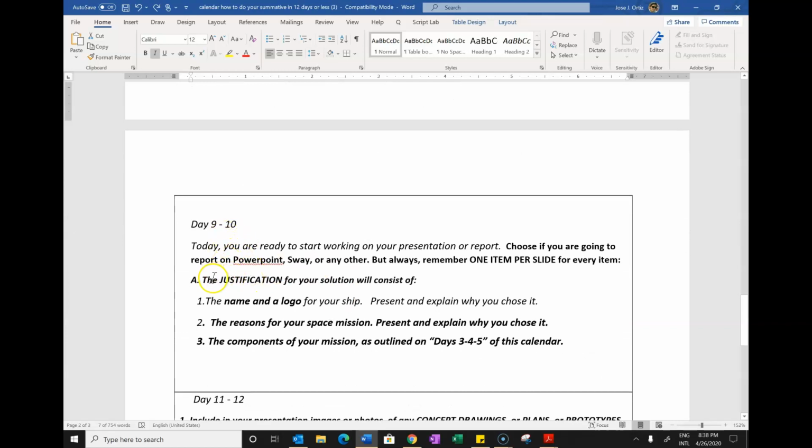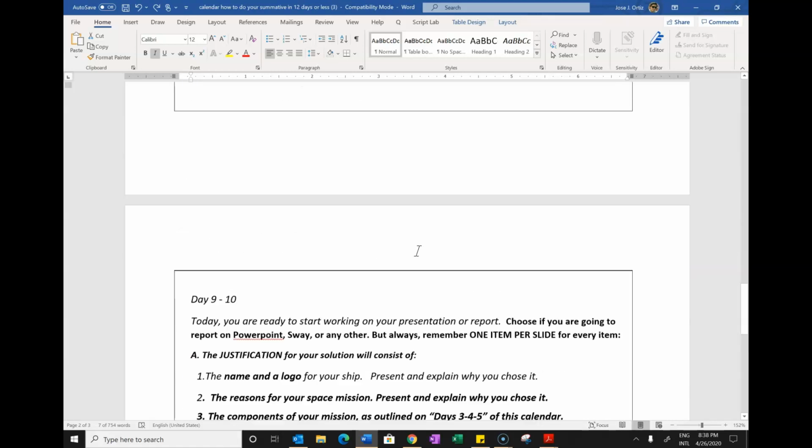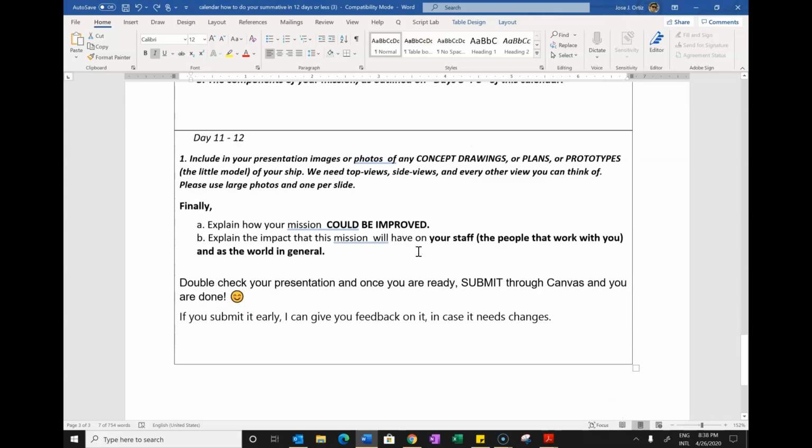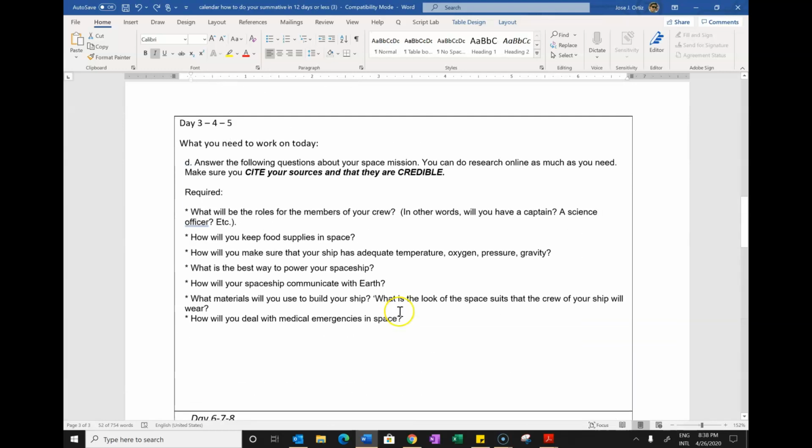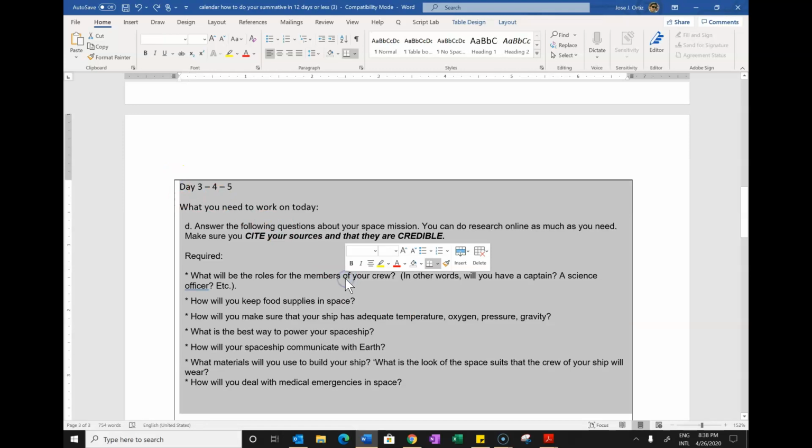For the next batch of days, you're going to start taking the information that you compiled here and include it in a presentation or a report. You begin, remember, one item per slide. Number one, you justify your solution. You explain the name and logo, the reasons for your mission, and why you chose it, and the components of your mission. The components of the mission are this part of it.